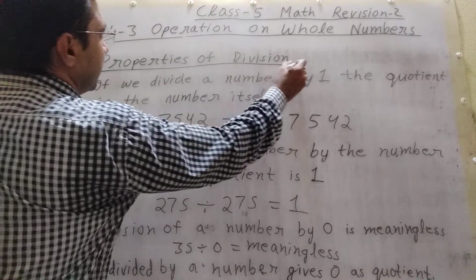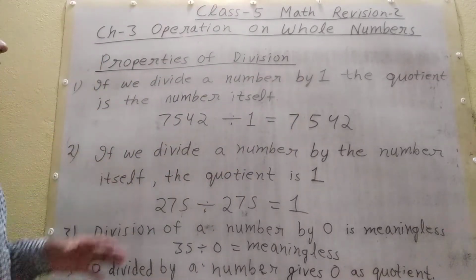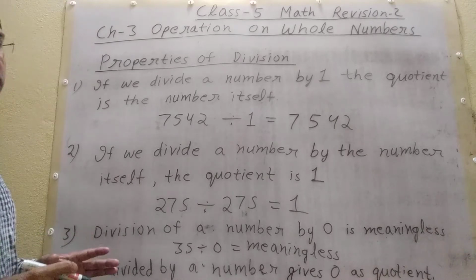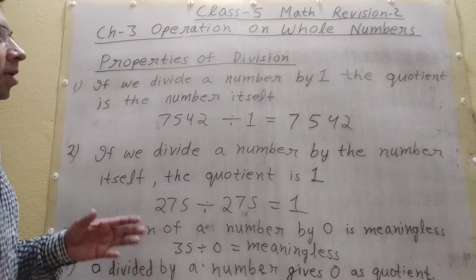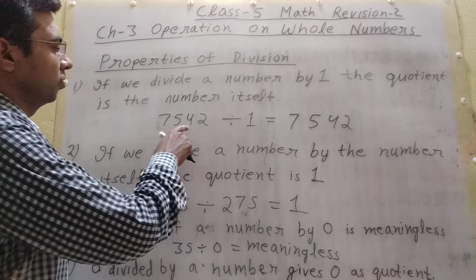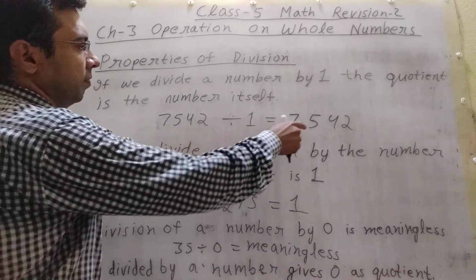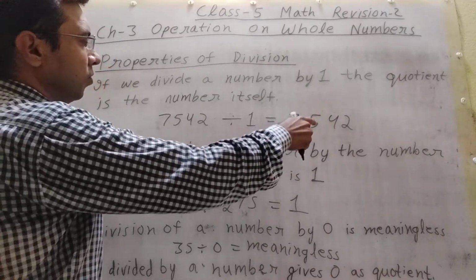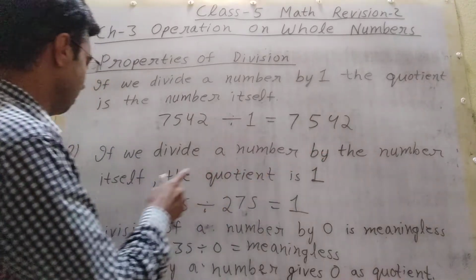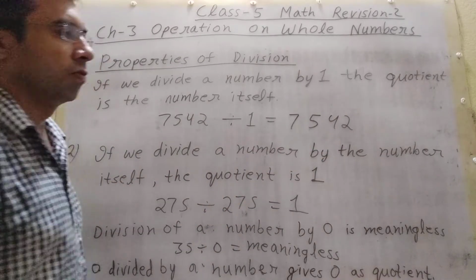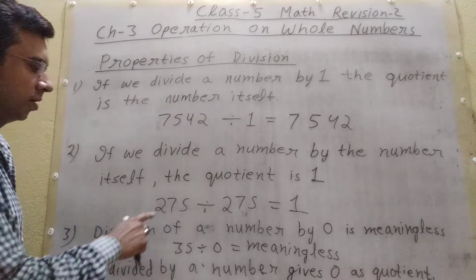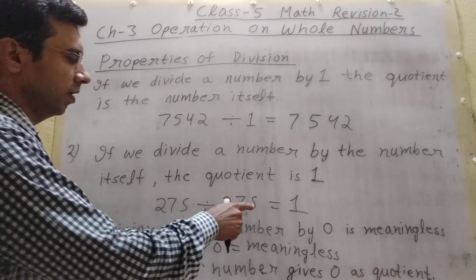Properties of division. If we divide a number by 1, the quotient is the number itself, whatever digit number it is. Here 7542 divided by 1, we have got the quotient 7542, the number itself. If we divide a number by the number itself, the quotient is 1, whatever digit number it is. 275 divided by 275 is equal to 1.